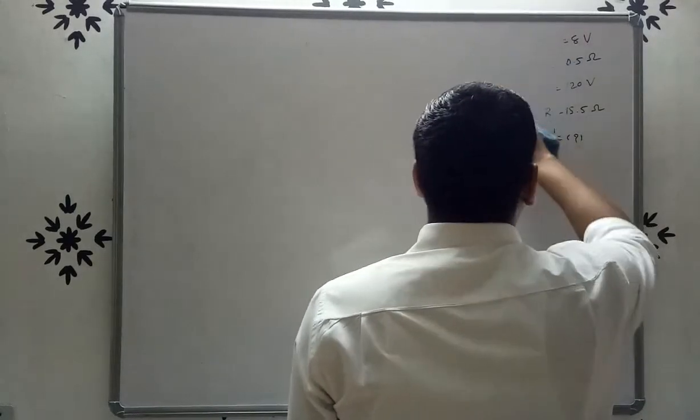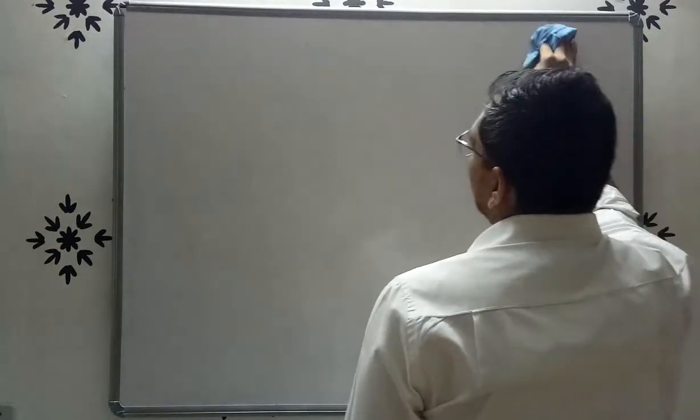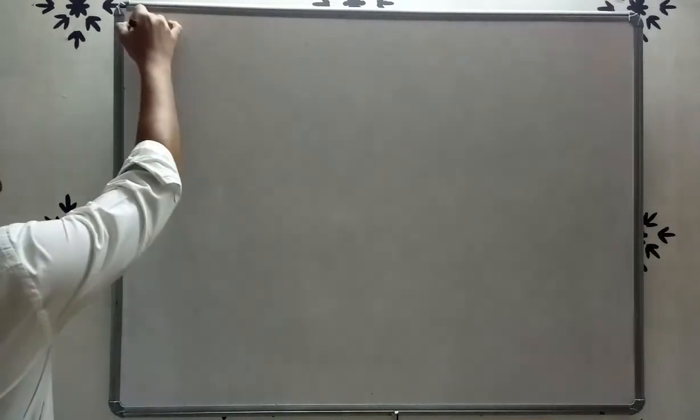And we know the equation of Ohm's law, that is V is equal to IR. And for parallel connection, V will be the same, right? And for series connection, current will be the same, right? So we know this concept. So by using it, we discuss our next example, which is illustration number 5.